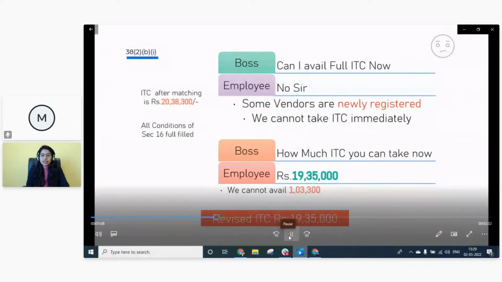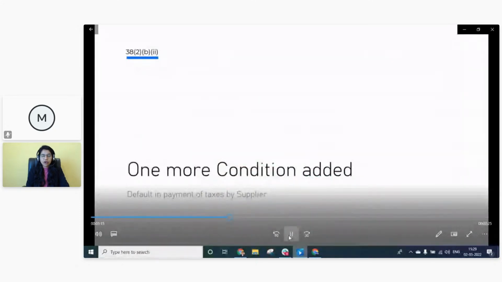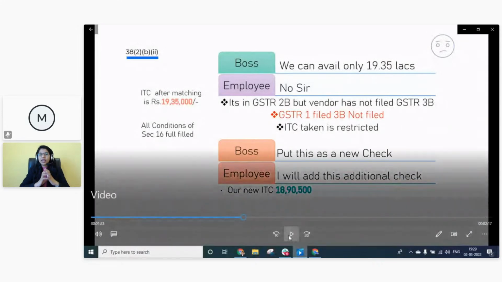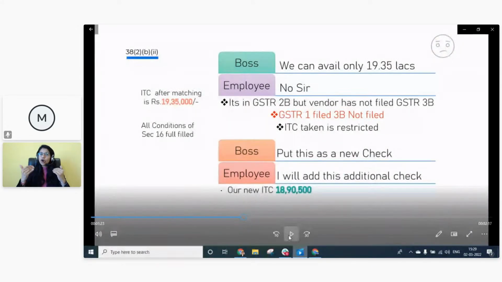So this was one condition which was proposed in section number 38. Now, the other condition which has been added is default in the payment of taxes by the supplier. What does that mean? I think this condition, which I was referring to at the start of our session, was already there somehow.